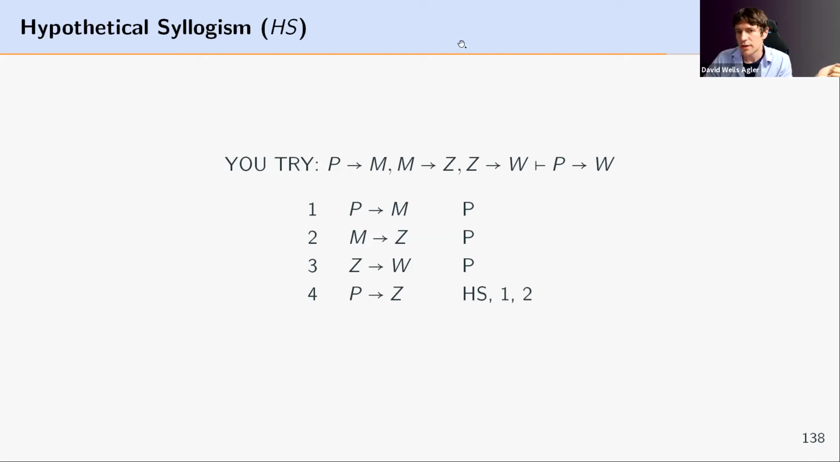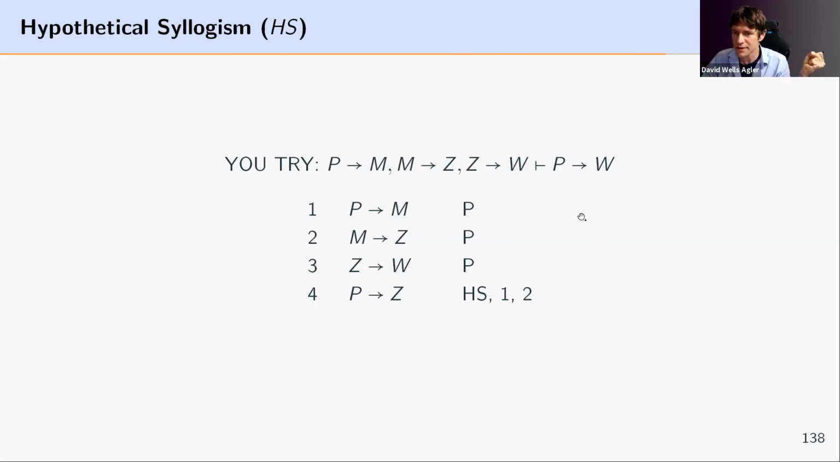So one of the things that I looked at was, if I look at lines 1 and 2, I see if P then M, and then I see M then Z. I see that M that's in both of those conditionals. So I say, well, if P then M and M then Z, then it's going to follow that P then Z. At line 4, I wrote if P then Z, and I got this by hypothetical syllogism, and then I cited both of the lines that I used. Well, this is not the conclusion, so we need to do something else.